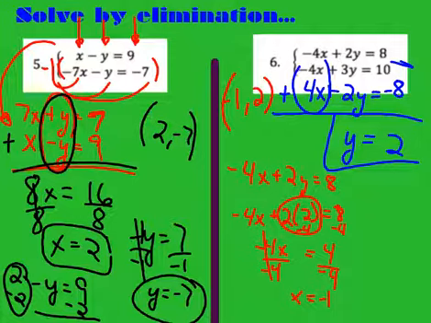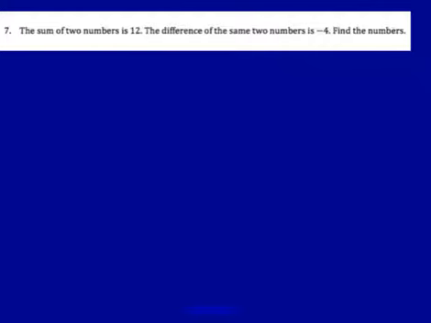Alright, here's what we're going to do. We're going to do 7, and then we're going to take a break. So let's just talk about this. The sum of two numbers is 12. Well, I'm getting pretty good. I know I want x plus y. And it's a sum, so I added them, equals 12. That's the first one. Now let's read the second half.